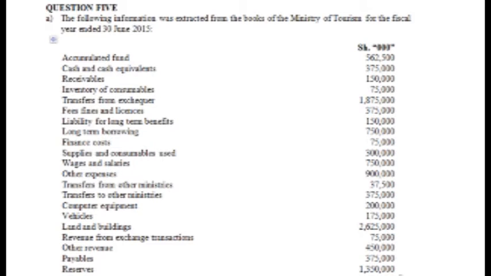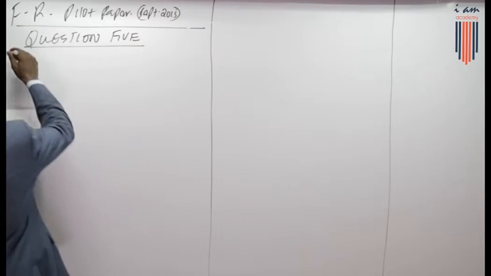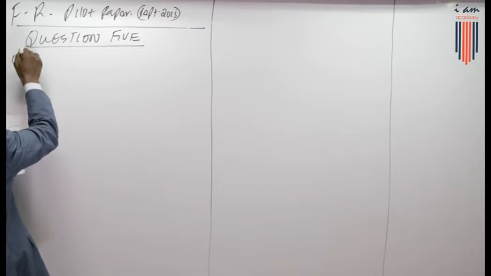Then transfers to other ministries, an expense. Computer equipment is an asset. Vehicles is an asset. Land and buildings is an asset. Revenue from exchange transactions, that's an income. Other revenue is an income. Payables is a current liability. Reserves is part of equity. And that's it. So without wasting time, we prepare the statement of financial performance. So we are looking at question 5B.